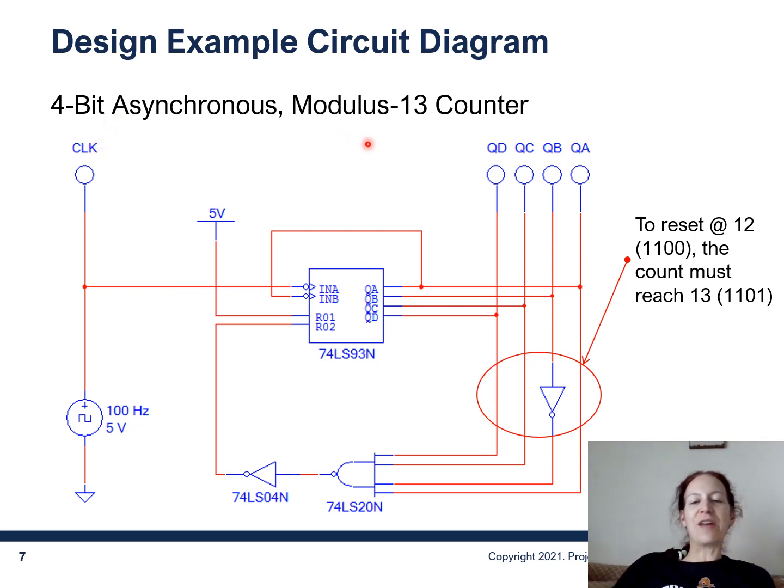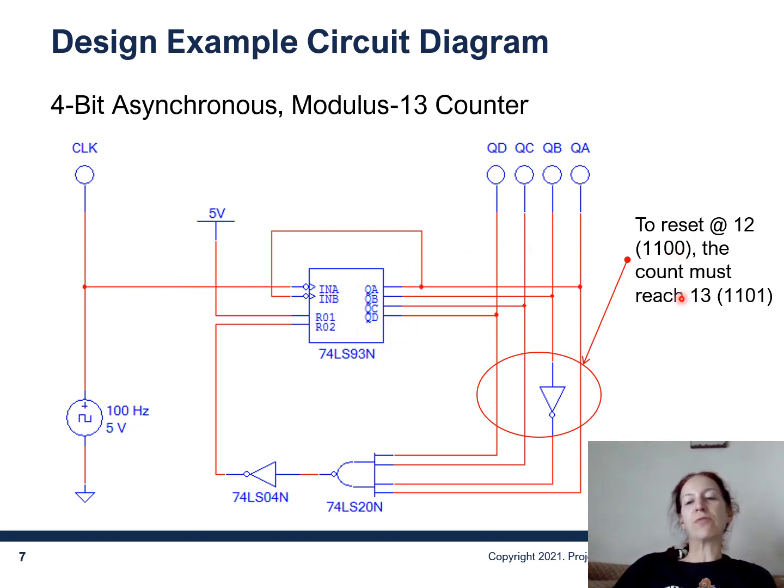So this is the counter. Notice the external wire on here. So you do take the output from QA and wire it into input B. That's what's necessary in order to turn this into a 4-bit counter.